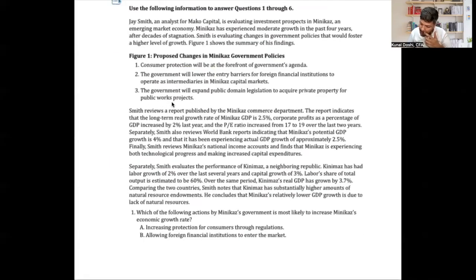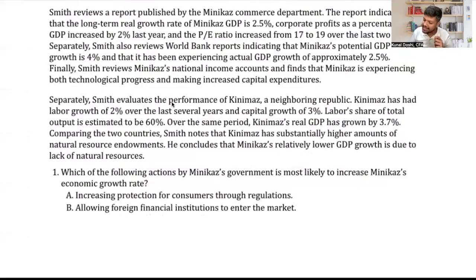Number one, the first question is, which of the following actions by Minicas's government is most likely to increase its economic growth rate? So we have to look at which action from the government will increase its economic growth rate. First of all, we don't need to go to the case study. We can directly see the choices first. Increasing protection for consumers. Guys, protection. Economy is more protective. Will that increase the GDP? More trade barriers will reduce the GDP. It will not increase the GDP, right?